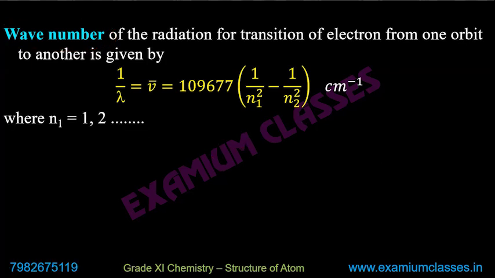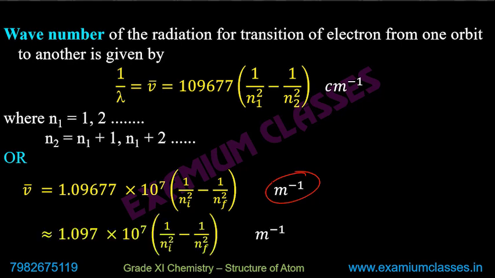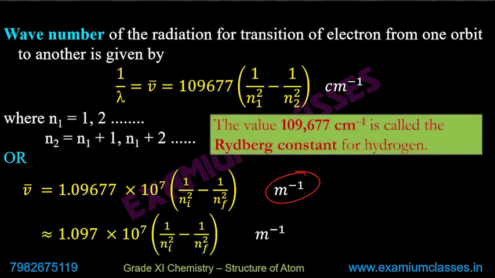And the reason is wave number can never be negative. So if N1 is 1, 2, etc., N2 will be N1 plus 1, N1 plus 2, etc. So N2 will always be greater than N1. Or if it is per meter, I have already told you. Okay. This is Rydberg constant.